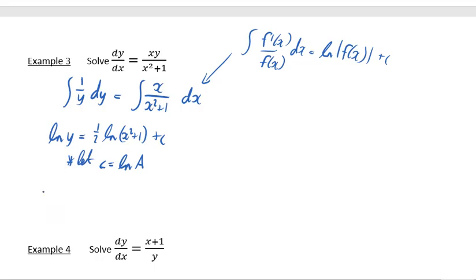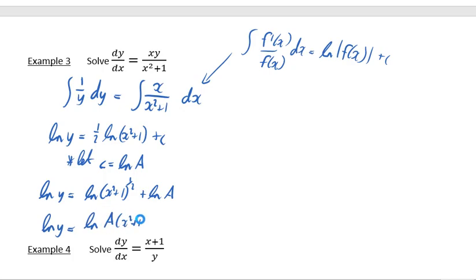So we're just going to rewrite this whole thing. We've got ln y, and I'm going to bring that half up, and it's going to become the power. So it's x squared plus 1 to the power of a half, and then plus ln a. So I've used my third rule of logs to bring this half up. Then I'm going to use my first rule of logs to combine this as one thing. So I'm left with ln of y is equal to ln of a upon x squared plus 1, to the power of a half. Now that looks a lot better.